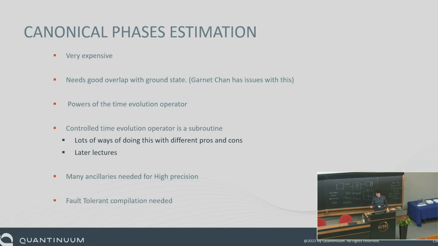Yeah, so as I said, controlled time evolution is really important, and there's lots of different ways of doing it, and I'll explain this. And one of the other problems is obviously you need lots of ancillas, and you almost definitely will need fault-tolerant compilation and error correction for these algorithms to work.